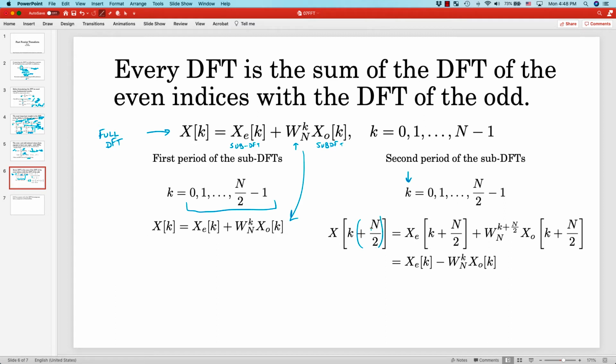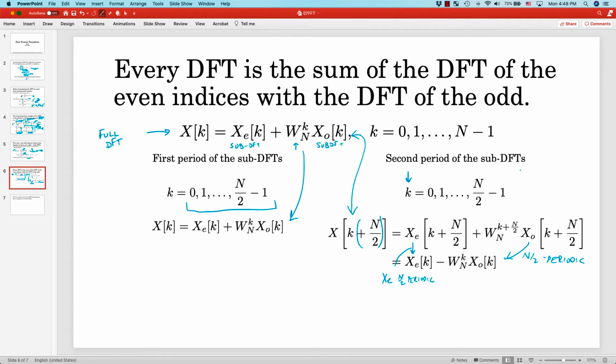Okay, so I am simply plugging in k plus big N over 2 into this equation, and that's what I get here. But here's where we capitalize on the periodicity. It's because X_e is N over 2 periodic, and because X_o is also N over 2 periodic, I don't have to look at k plus N over 2, I can simply look at k.